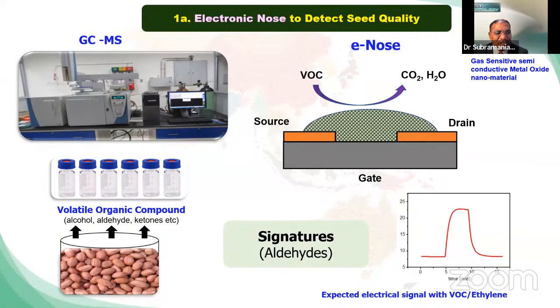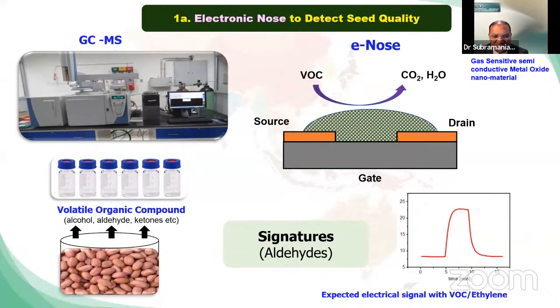Alcohol, aldehydes, and ketones. These are the three or four compounds. They are very related, and we established a close relationship between the seed quality and VOC compounds. Based on that, we are in the process of developing eNose technology, electronic nose technology, where we collect the volatiles and pass them through the nano system, where we can detect precisely how the volatiles would be linked to the quality of the seed or germinability of the seed.